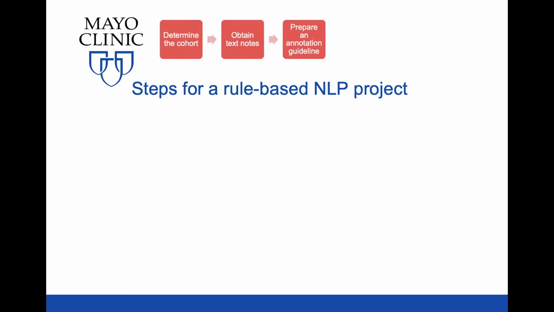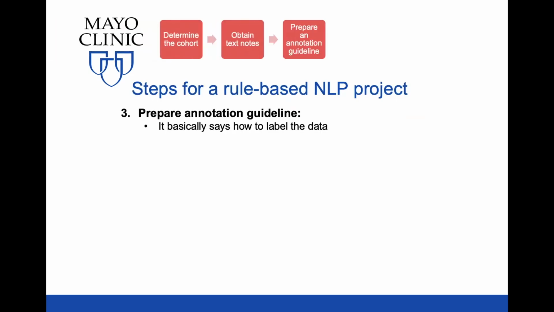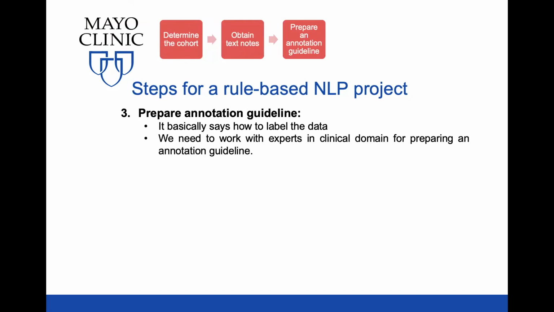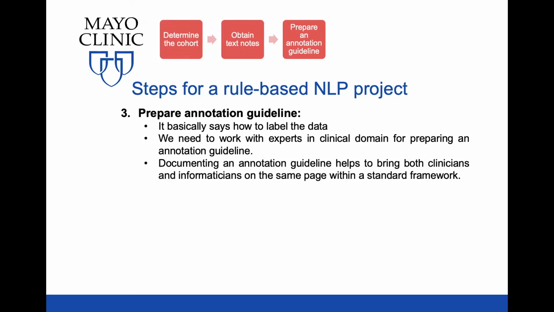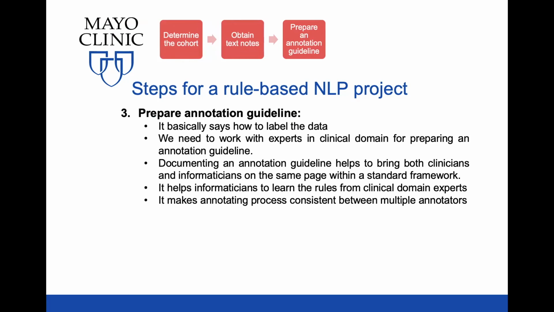The next step would be preparing an annotation guideline, which basically says how to label the data. We need to work with experts in the clinical domain for preparing an annotation guideline. Documenting an annotation guideline is very important. It helps us bring both clinician and informatician onto the same page within a standard framework. It helps informaticians learn the rules from clinical domain experts. It makes the annotating process consistent between multiple annotators when we have different annotators for our project.